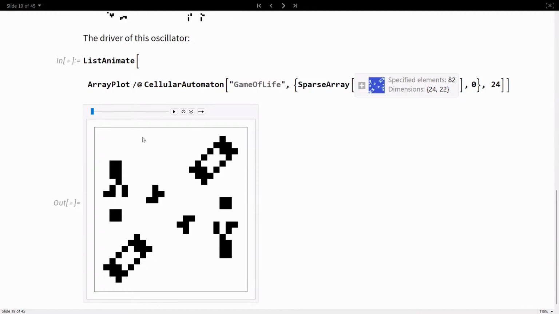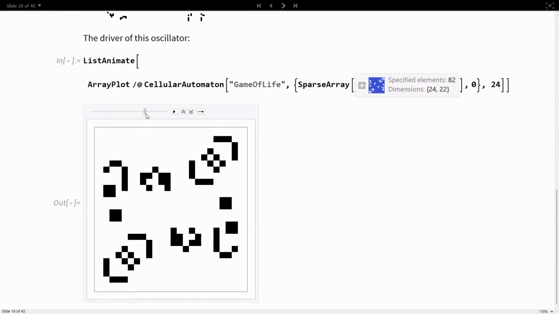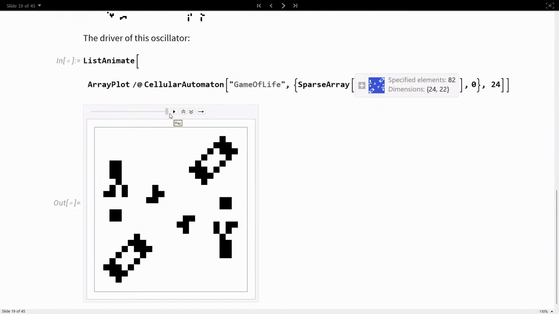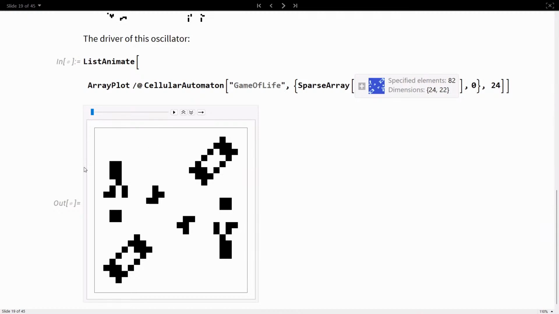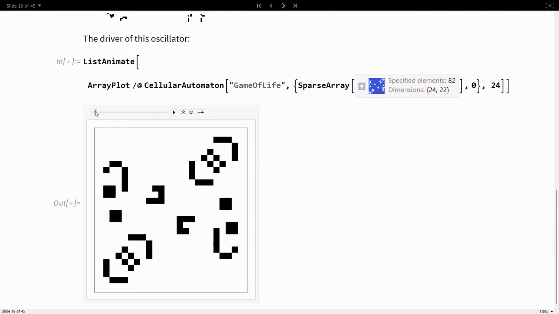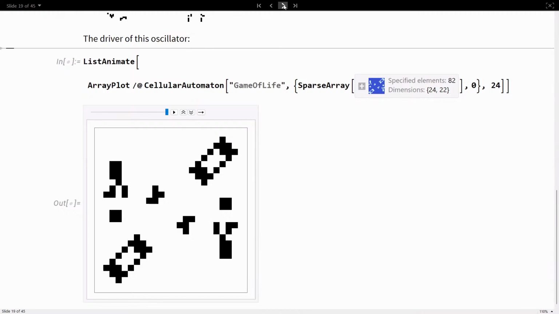So this oscillator here is an example of using R's in an oscillator, and after 24 steps, you get the R's back. This is what's known as a Hassler. You've got the same shape, and you basically contain it, and it does various things before it returns to its original shape. That's a type of oscillator known as a Hassler.